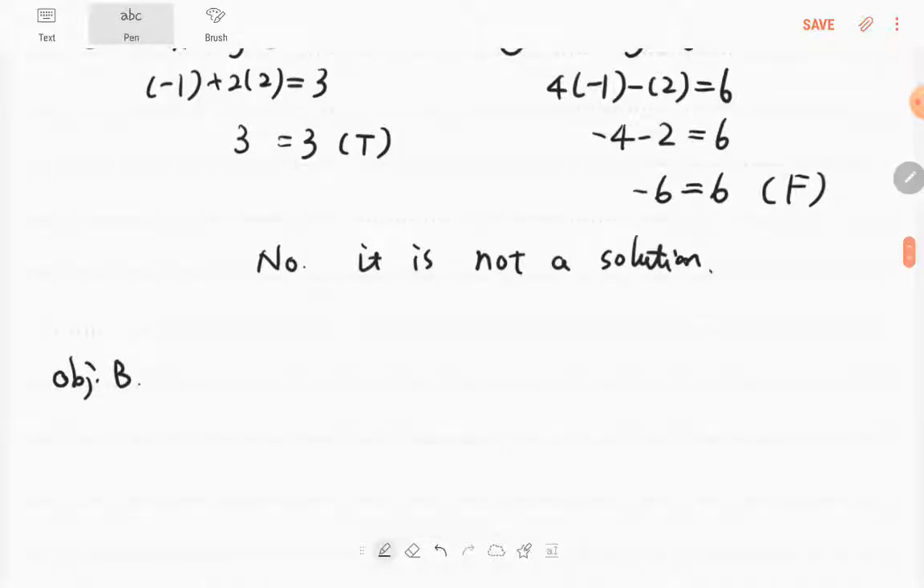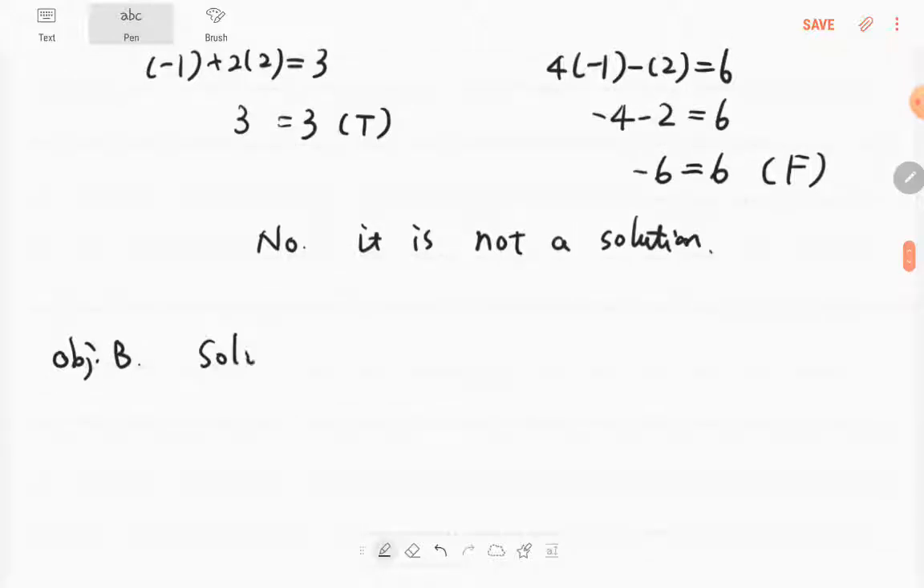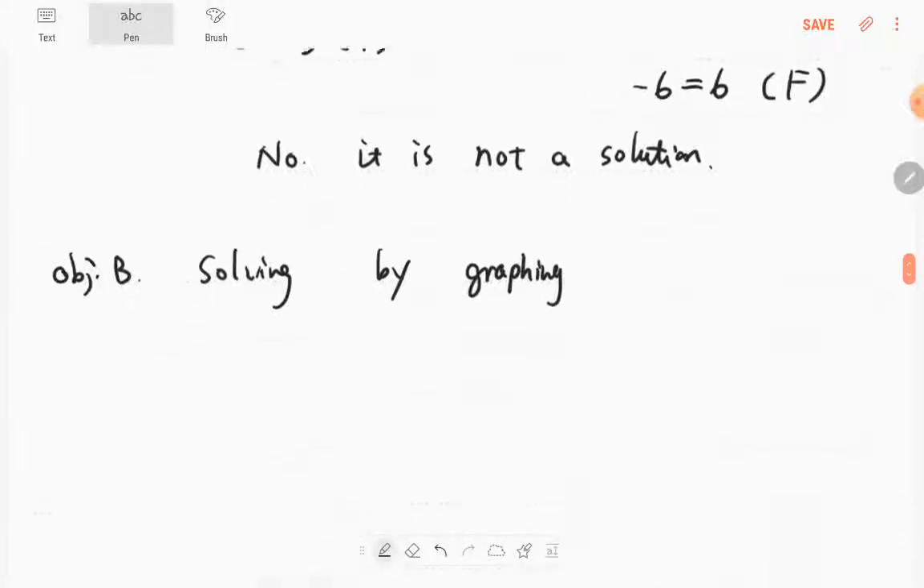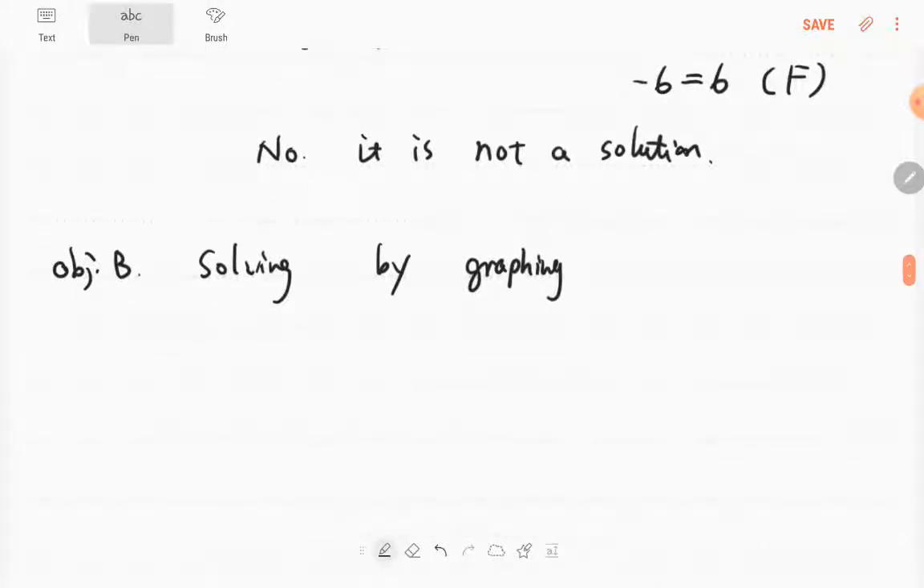This time we want to solve by graphing. We want to solve the system. We try to find the solution, but this time we're going to use a graph to help us to find the solution. Let's check the example together.